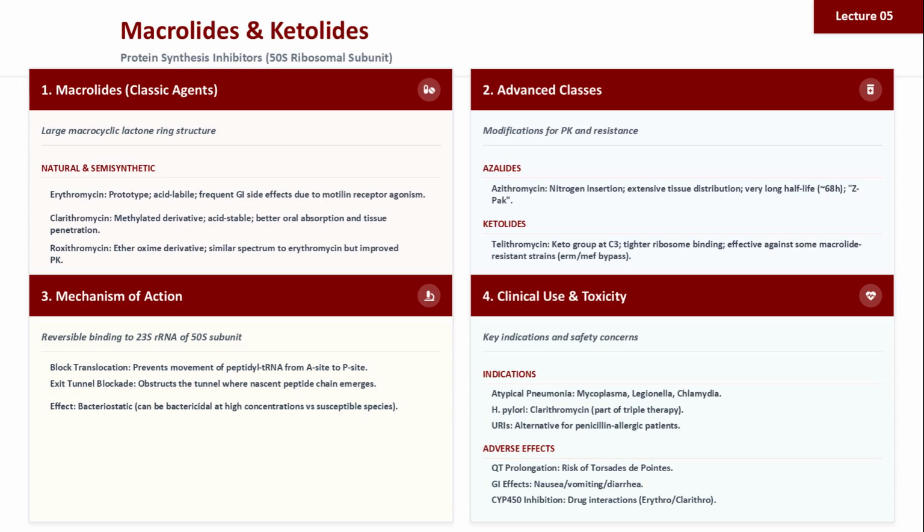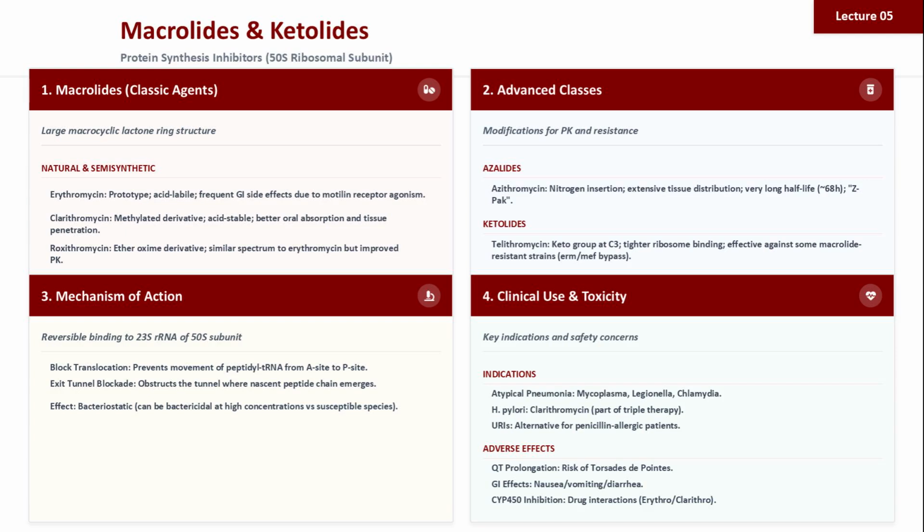Clinically, these drugs are very useful in respiratory infections, especially for atypical organisms like Mycoplasma, Chlamydia, and Legionella. They are also used in H. pylori therapy and as alternatives in penicillin-allergic patients.